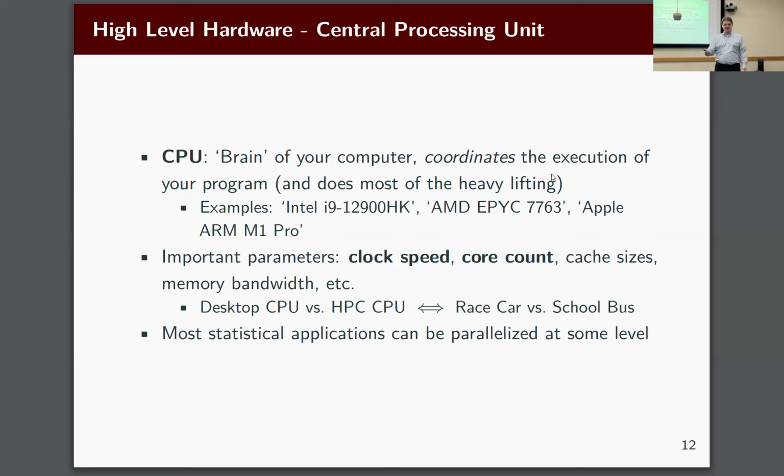That's why it's the central processing unit. So examples, in my laptop, I've got an i9-12900HK. I am a nerd, so I know what all those things mean, but it doesn't really matter. In the new Archviz server, they're going to have AMD EPYC 7763 in a dual socket configuration. Again, it doesn't really matter.